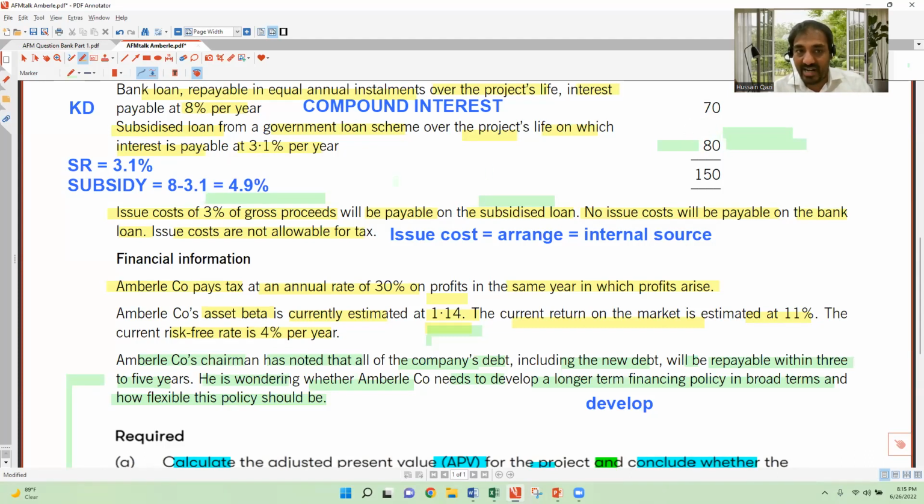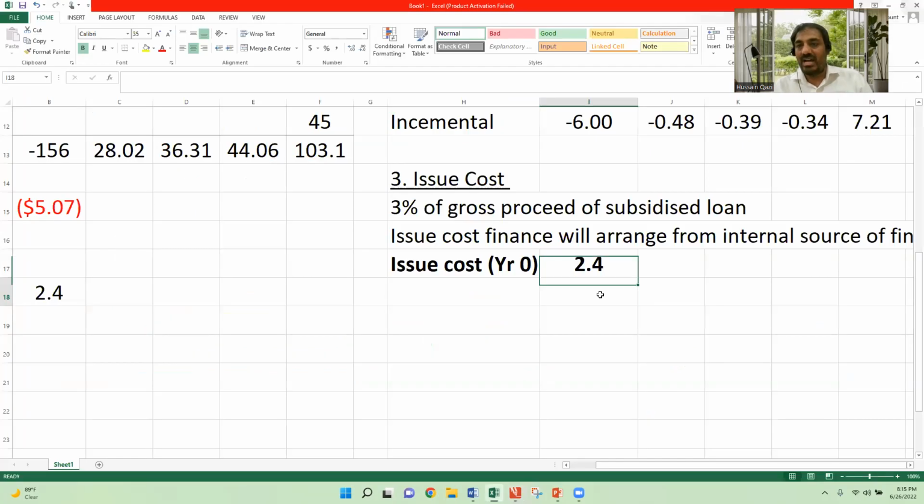I just took 80 into 3%. Even if you gross up the amount, 80 divided by 97 into 100, it's also a right approach, but I mentioned that the issue cost is arranged from an internal source. You just put the value accordingly, 80 into 3%. That's all.